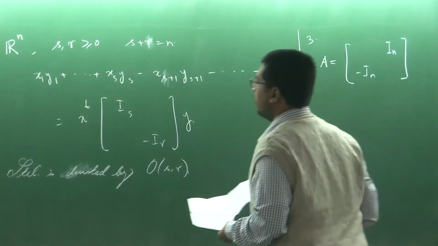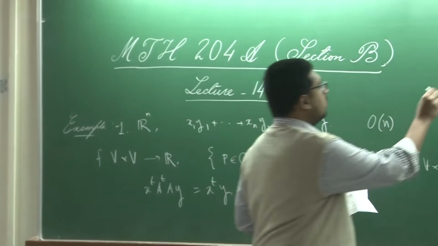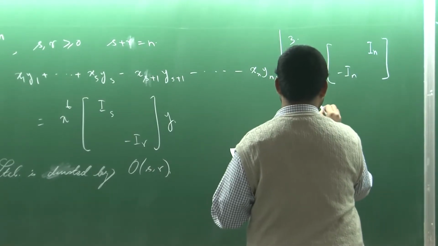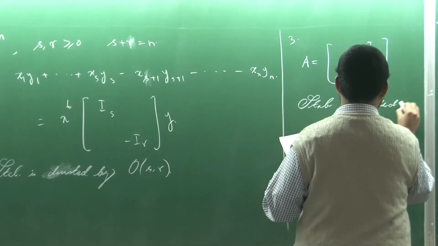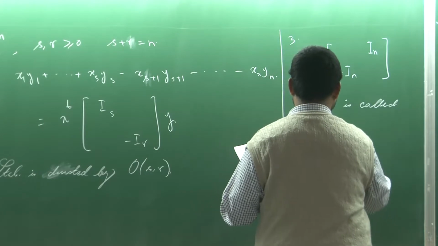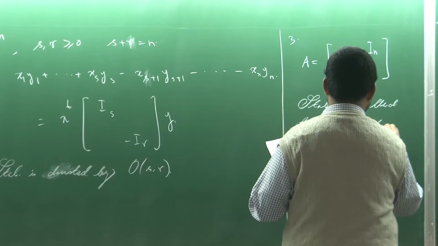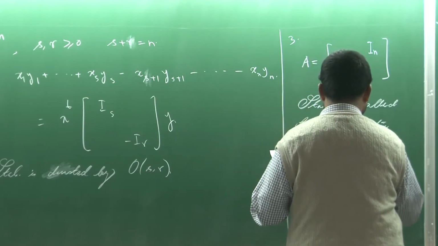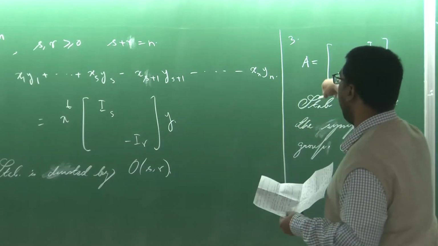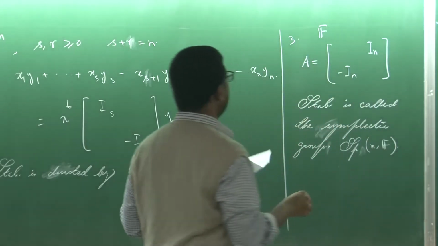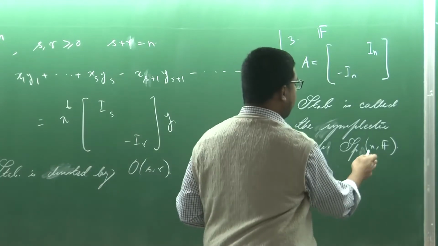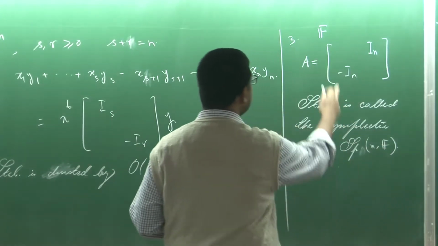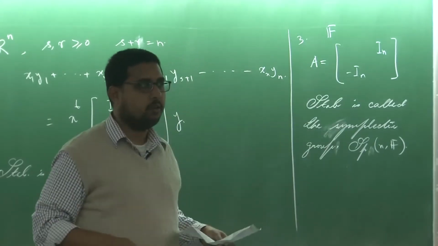In the third example, the stabilizer is called the symplectic group and denoted by Sp_n(F). Remember, this could have been over any field F; you do not have to consider F equal to R or C. Over any field you can talk about the symplectic group Sp_n over F. Remember the form is on F^(2n).